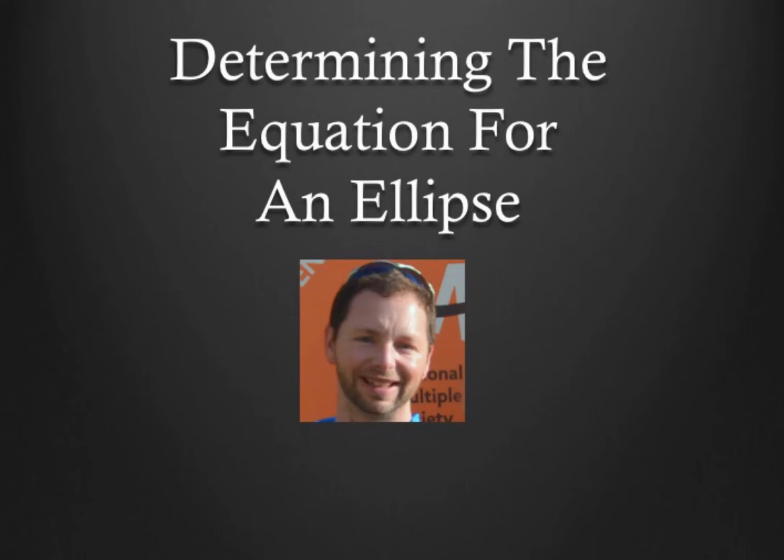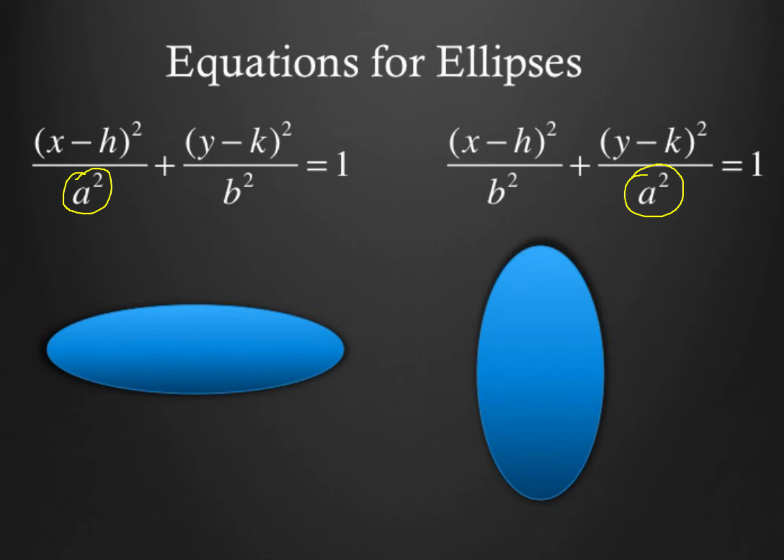This is Mr. Muscarella coming at you, and we are going to take a look at determining the equation for an ellipse. Now there are two different equations, and what I want you to do is pay attention to where the a squared number is. Where that variable is, or where numbers will be when we actually plug in some numbers, that spot is going to determine which shape the ellipse has. So that's something that's really key that we're going to have to pay attention to. More on that in a little bit.